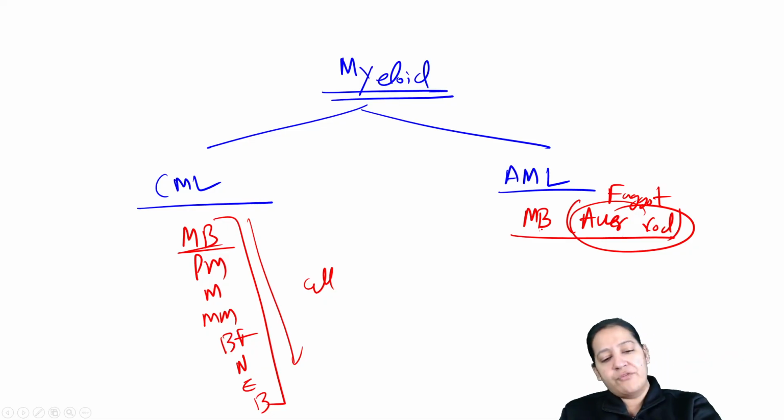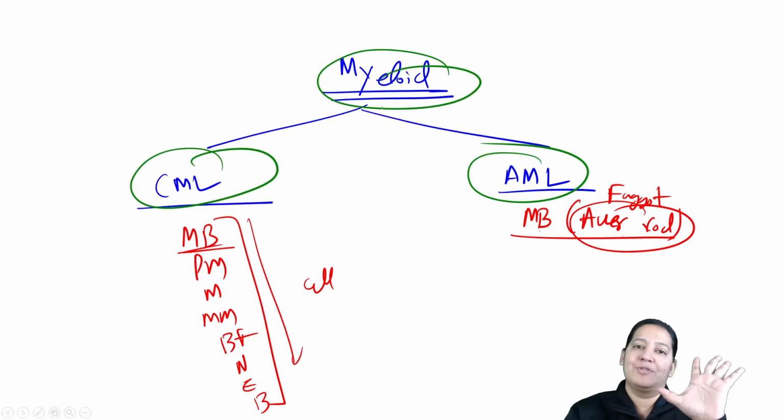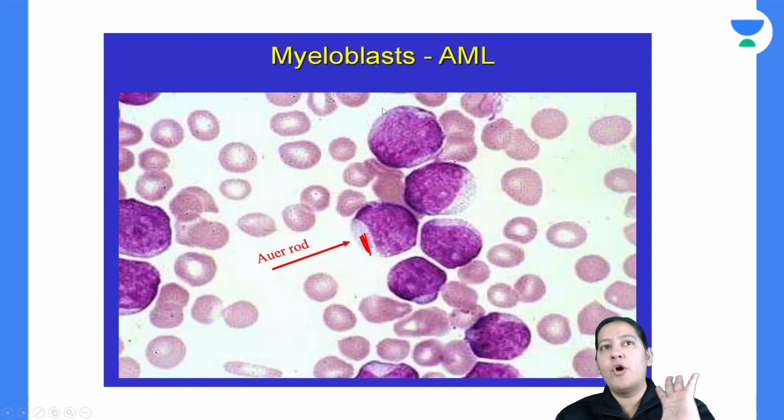So this is the summary of two types of myeloid leukemia. I really tried hard in explaining this concept to you. So please appreciate my hard work, and give me a thumbs up if you got the concept, right?